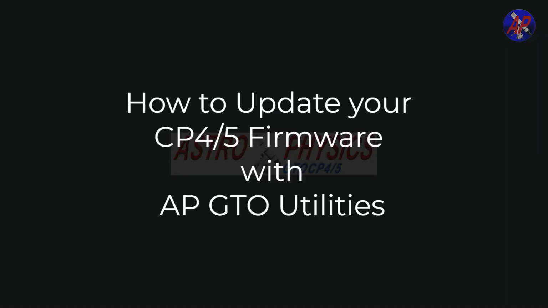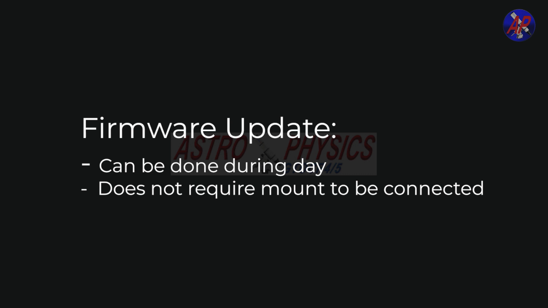Hi everyone, this is a quick demonstration of how to use the AP GTO Utilities to automatically update the firmware in your AstroPhysics CP4 or CP5 control box. AP GTO Utilities has many features, but in this video we are focused on using it just to update the firmware. You can update the firmware during the day, and the control box does not need to be connected to your mount for this process.